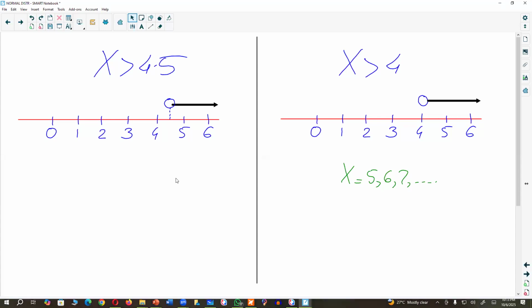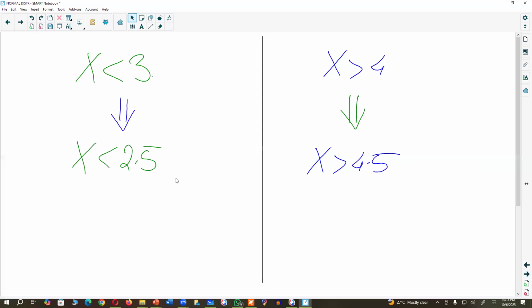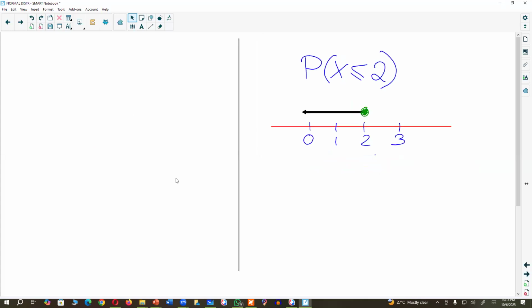Number is greater than 4. Look at another continuity correction. X, this one is the same. Now look at this idea: X is less than 3. If you want to make sure that a number is less than 3, you should take it less than 2.5. Then obviously it will be less than 3.